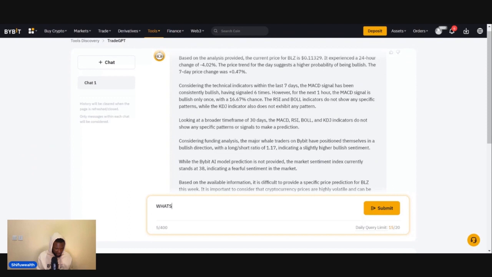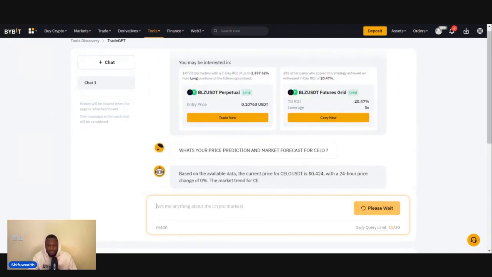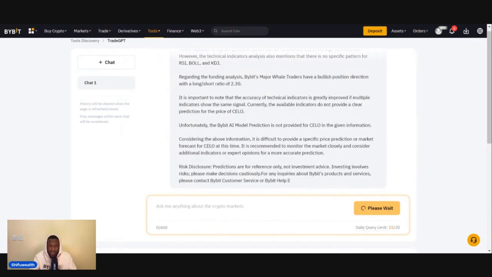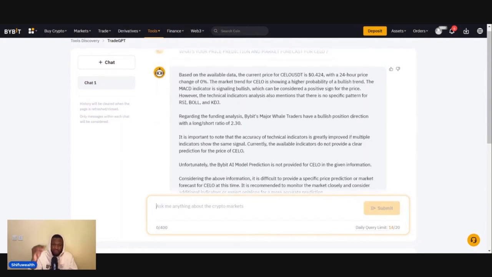The two I want to ask about is Celo. What's your price prediction and market forecast for Celo? That's the question. Here it is also telling us the same thing. The funding analysis for Celo is showing a bullish position. The funding analysis shows that the major whale traders have a bullish position direction with a long short ratio of 2.30. So we have more of the whales wanting to long this asset than to sell it. And it's also showing here that there's a high probability of a bullish trend for Celo, and the MACD indicator as well is indicating bullish.